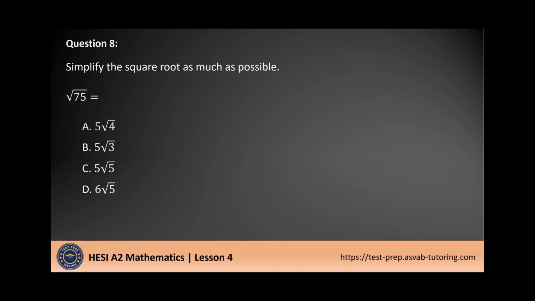Question 8, simplify the square root as much as possible. So we'll start by breaking down 75. What times what equals 75? 3 times 25. 3 is a prime number, it can't be broken down, so we're going to move on to the 25. 5 times 5 is 25. So this tells us that 3 times 5 times 5 equals 75.